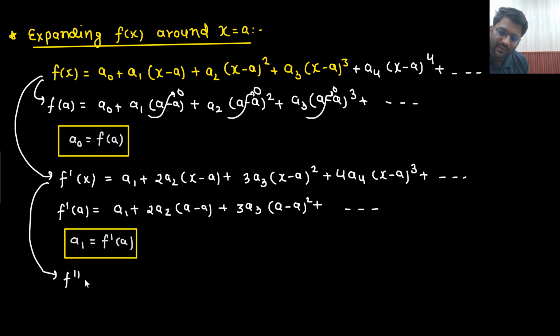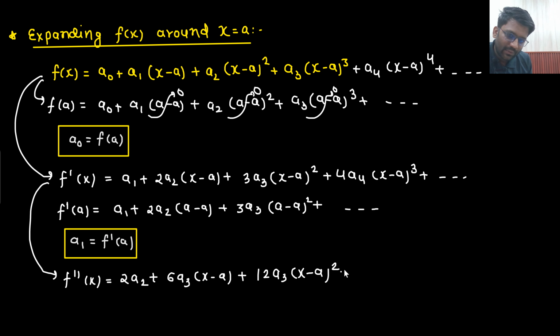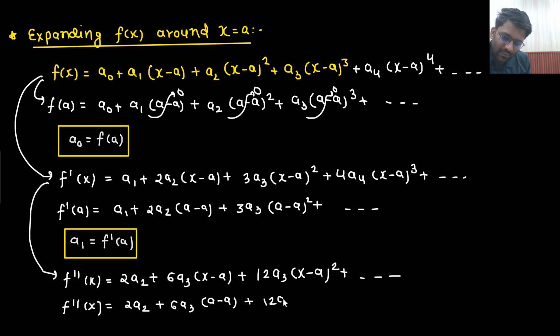F double dash x. If I am differentiating this again, what am I getting? The constant value a1 will be gone. Now this will become 2a2 plus 6a3 x minus a plus 4 into 3, that will be 12a3 x minus a whole square, and so on. Again you do the same thing, put x equals a. So 2a2 plus 6a3 into a minus a plus 12a3 into a minus a whole square, and so on. Right? What will happen? All these values will come out to be 0.